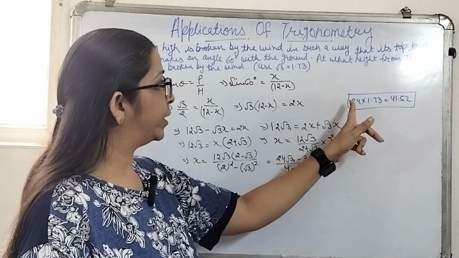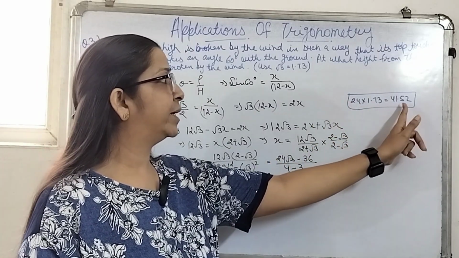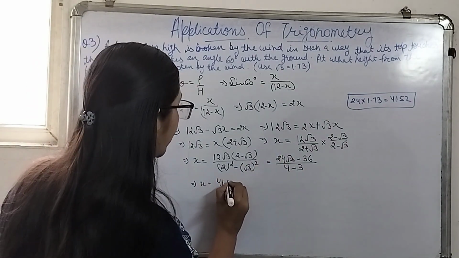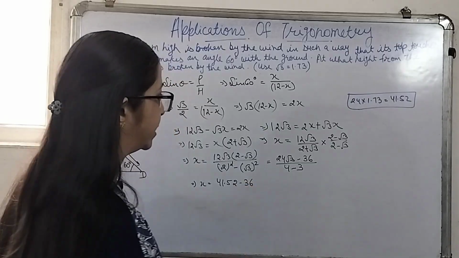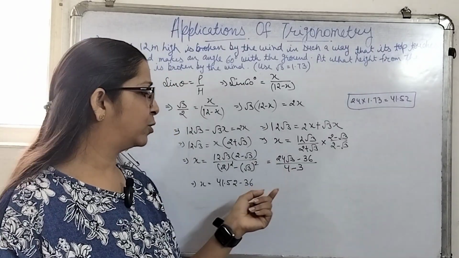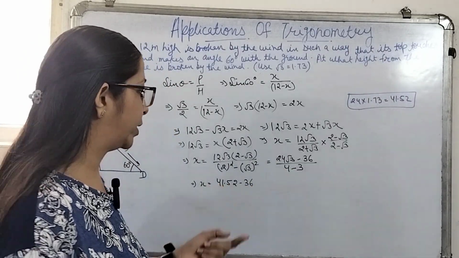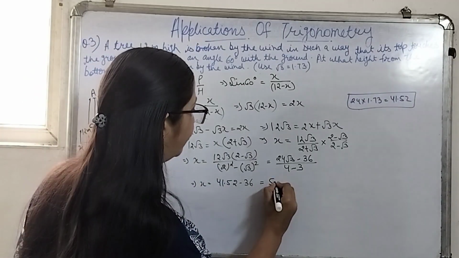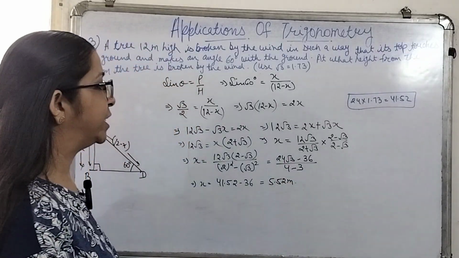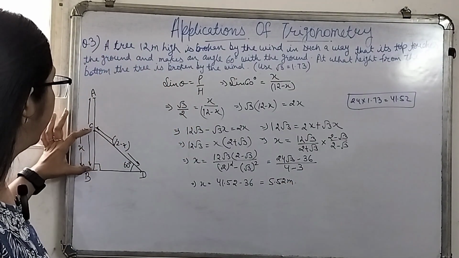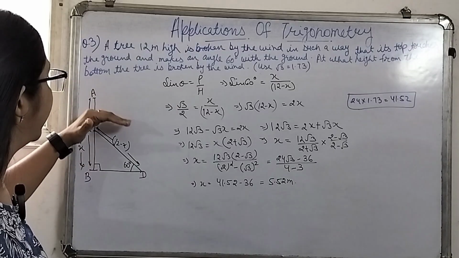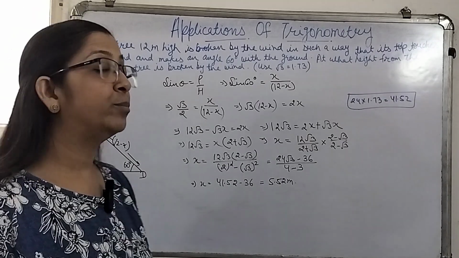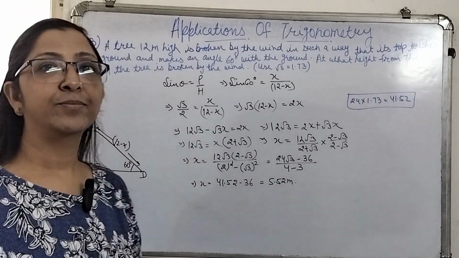So if we multiply 24 and 1.73, we will get 41.52. The multiplication of these two is 41.52 minus 36. 4 minus 3 will be 1, so we are ignoring it. We need not write the denominator 1. So value of x will be 41.52 minus 36, that is 5.52 meter. That means from the bottom, at the height of 5.52 meters, your tree is going to break down. Hope it is clear to you.